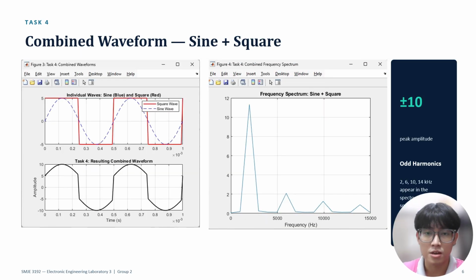In task 4, we combined our sine wave with a square wave. The resulting time domain waveform peaks at plus or minus 10. But what's far more interesting is the frequency spectrum on the right. Instead of a single peak, we now observe multiple peaks at 2, 6, 10, and 14 kHz. These are the odd harmonics introduced by the square wave, and this perfectly validates Fourier's theorem, which states that any periodic wave can be broken down into a sum of sinusoids.